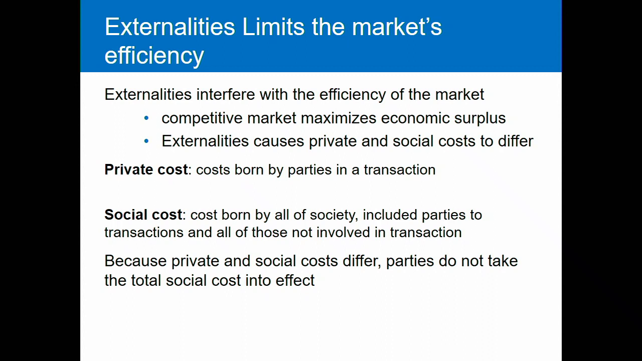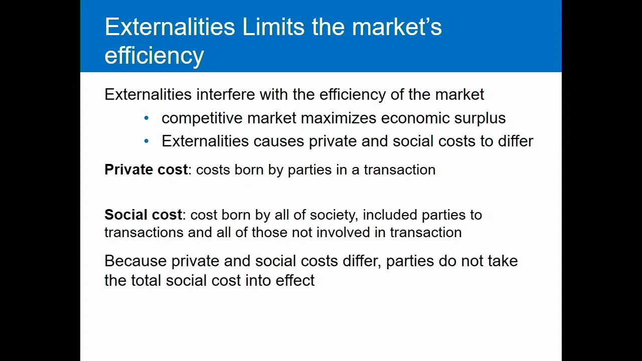So let's dig in and start looking at some examples of externalities and how they limit the market's efficiency. Like I said, competitive markets maximize economic surplus, so both consumers and producers are as well off as possible in these competitive markets. The problem with externalities is it causes private and social costs to differ. So we typically assume in competitive markets that the supply and demand curves, so our demand curve here, our marginal benefit, we assume that's what the producers are facing. That's also the societal marginal cost.